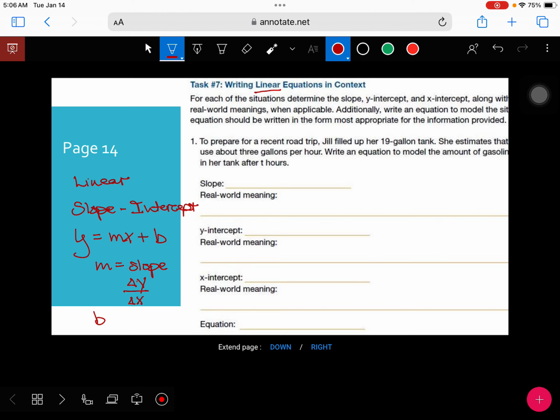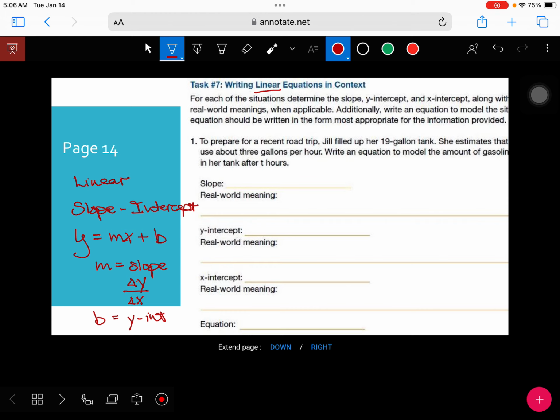And b is equal to the y-intercept, the place on a graph that the x value is equal to 0 and the y value is whatever it is when time is equal to 0. Usually time is equal to 0.